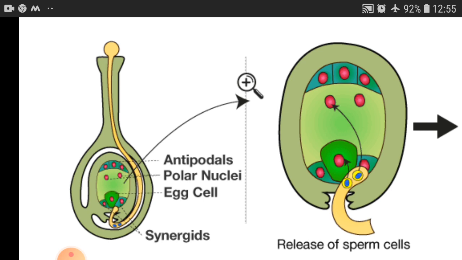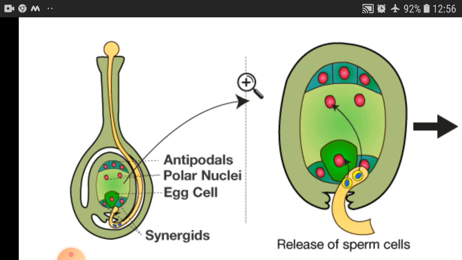The synergids direct the growth of the pollen tube by secreting some chemical substances. The tip of the pollen tube enters into one synergid. Here you can see in the diagram that it enters one of the synergids, and the synergid also starts disintegrating. After penetration, the tip of the pollen tube enlarges and ruptures, releasing most of its contents, including the two male gametes and the vegetative nucleus, into the synergid.